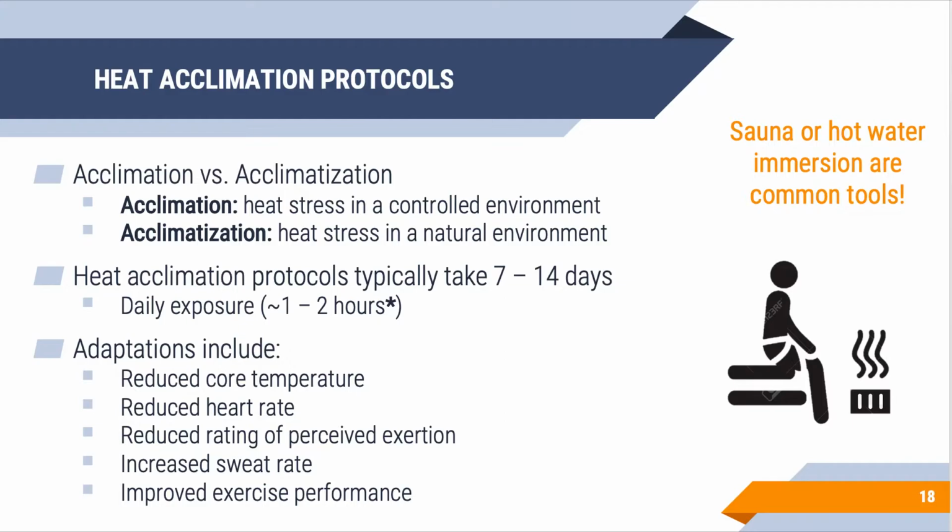When we talk about heat acclimation, a lot of the physiological adaptations we see are reduced core temperature, reduced heart rate, reduced ratings of perceived exertion, increased sweating, and improved exercise performance. We're going to discuss really honing in on, again, the skeletal muscle side of things. The way that heat acclimation is commonly achieved is through sauna exposure or hot water immersion, which is a fancy term for a hot tub. Those are the main methodologies we'll see for heat acclimation protocols.